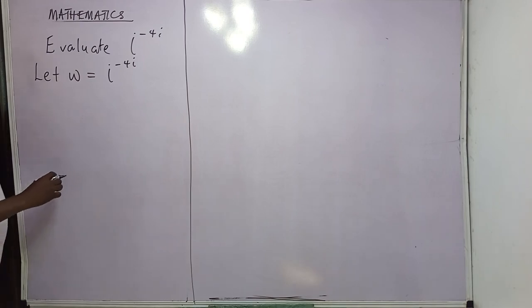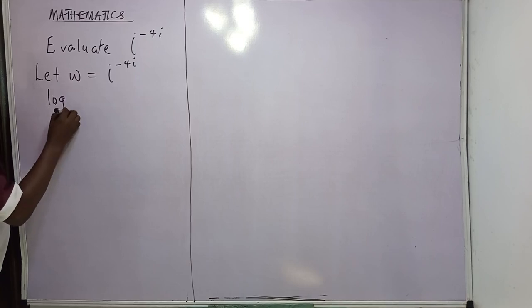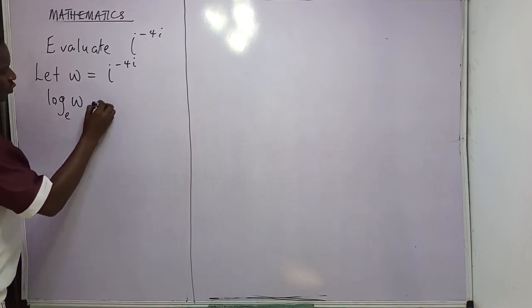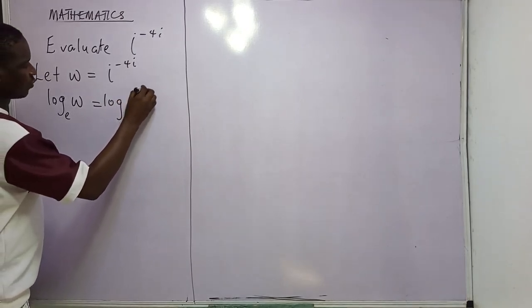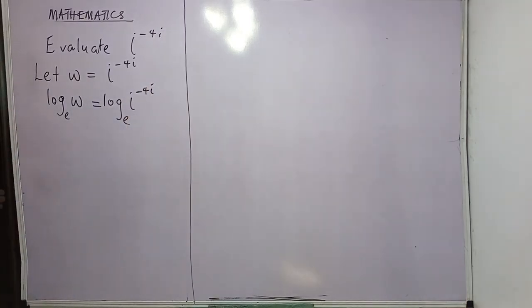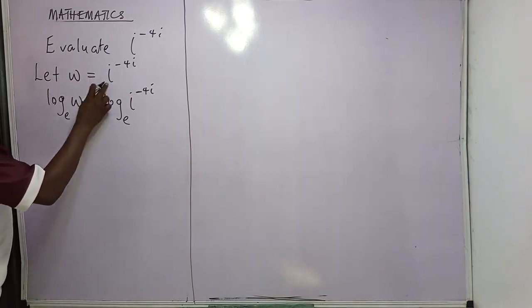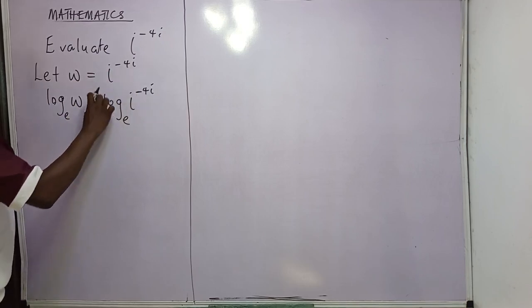Now, having done that, what we're going to do is take log of both sides. Let's say log to base e of W equals log to base e of i to the power of minus 4i. After taking log to base e of both sides, it can now help us to drop this down.